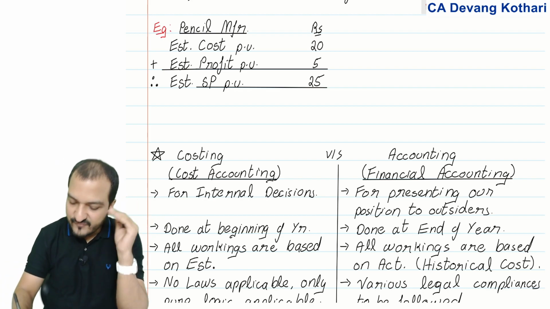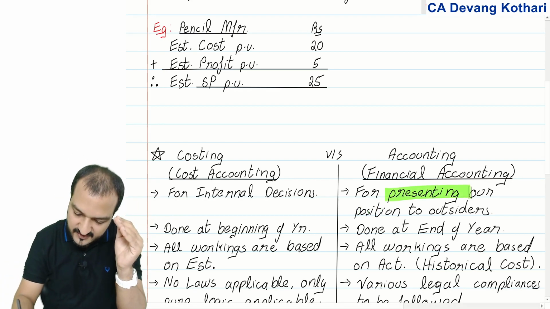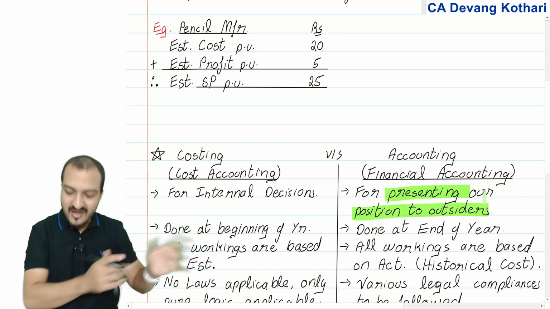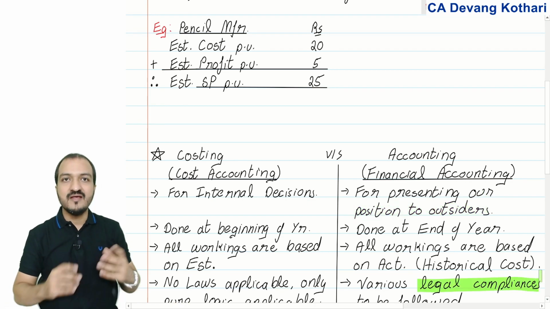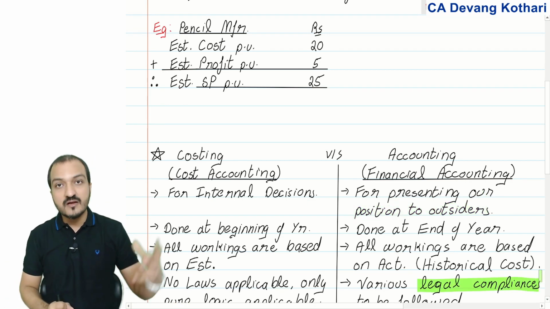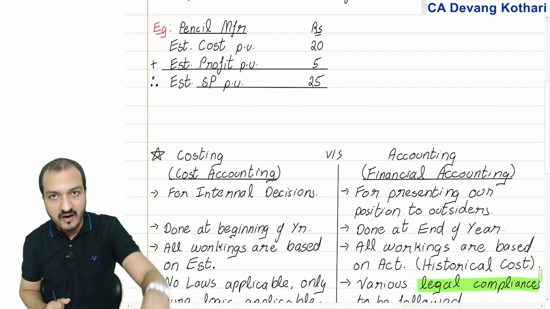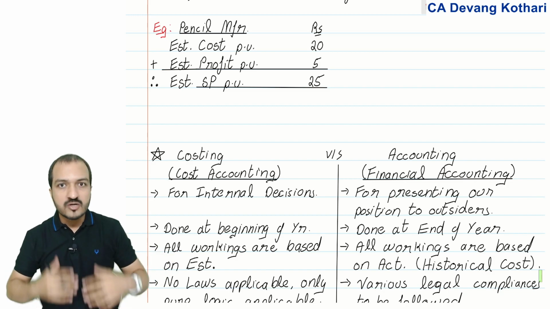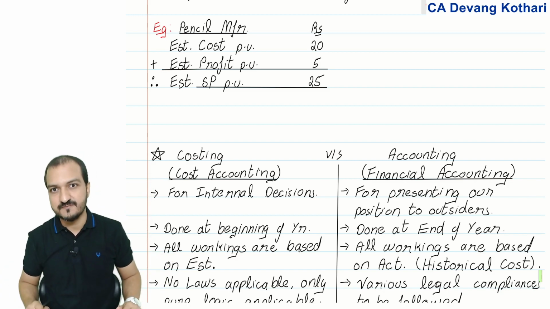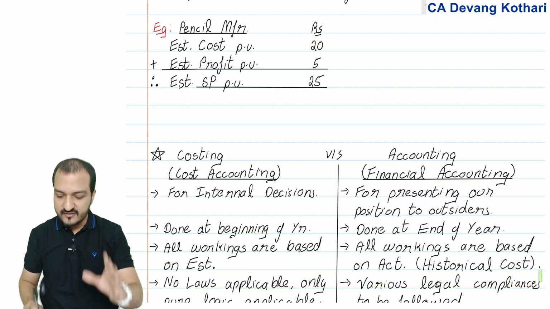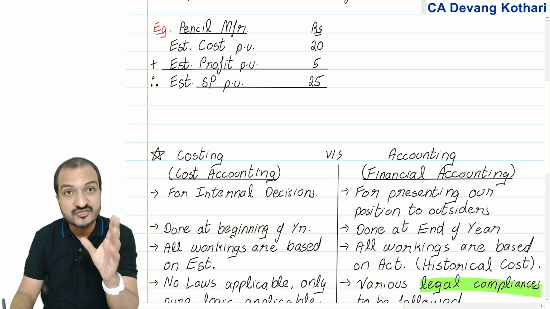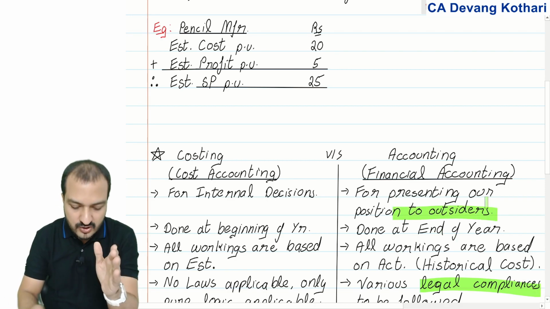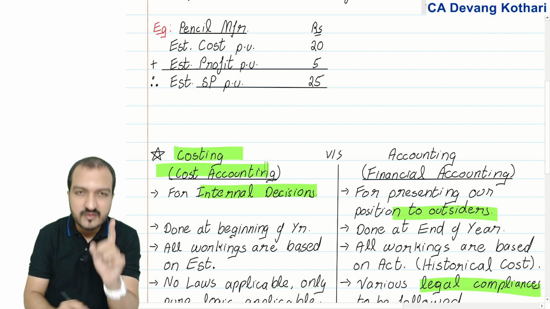So every company will always try to present a position to outsiders which appears to be very good. So the government will put some legal regulations. These legal compliances are put by the government so that the companies do not inflate their profit, and do not show a wrong position to the investors. You get the reason why there are legal compliances to be followed here? Because this is for outsiders, while costing is for internal decision making.